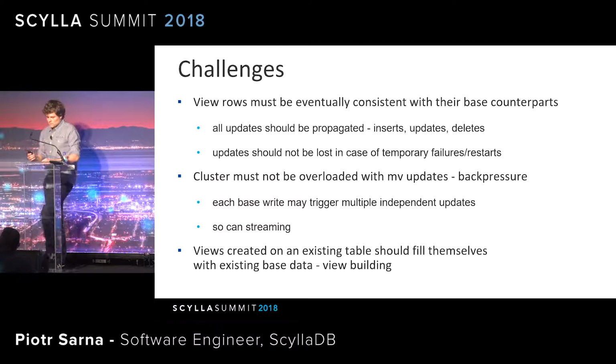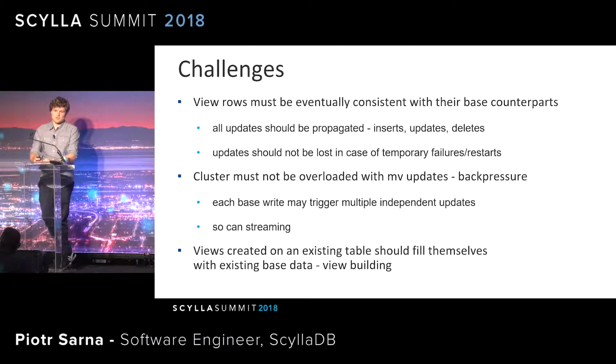Then another thing is that generating view updates can really stretch the throughput of our cluster, because especially if there are multiple materialized views in our cluster connected to one table, even a single modification, even a single write can spawn dozens of materialized view updates. And if we didn't throttle them at all, then it would be easy for them to overload the whole cluster.